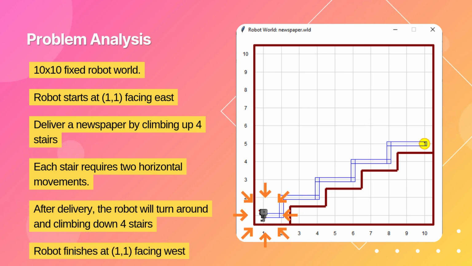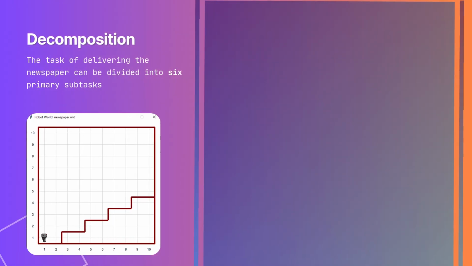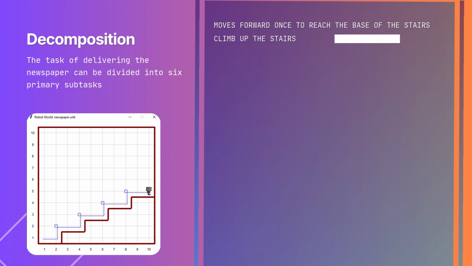With these requirements clear, we're now ready to move into the decomposition phase, where we'll break down the problem into specific steps and functions. This problem can be divided into 6 sub-problems for easier execution. First, the robot needs to go to the base of the stairs by making a horizontal movement. Next, it climbs up the stairs, completing a structured sequence for each step.